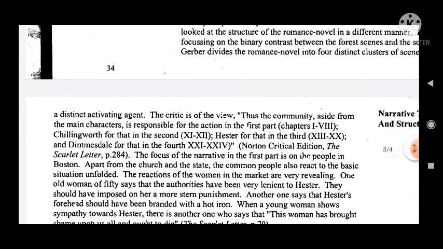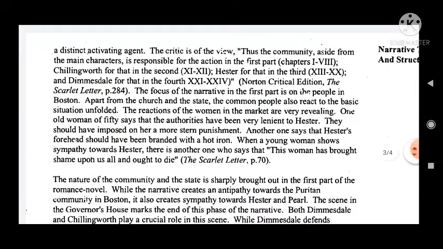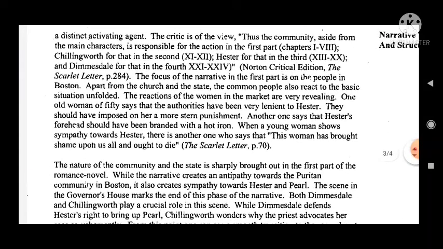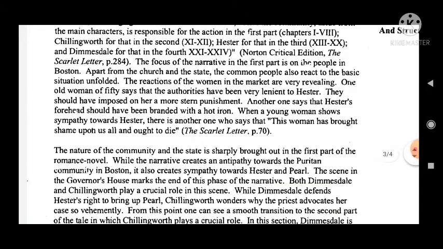Each cluster has a distinct activating agent. The critic of the view, thus the community aside from the main characters, is responsible for the action in the first part, chapters 1 to 8; Chillingworth for that in the second, 11 to 12; Hester for that in the third, 13 to 20; and Dimmesdale for that in the fourth, that is 21 to 24. Norton Critical Edition, The Scarlet Letter, page number 284.